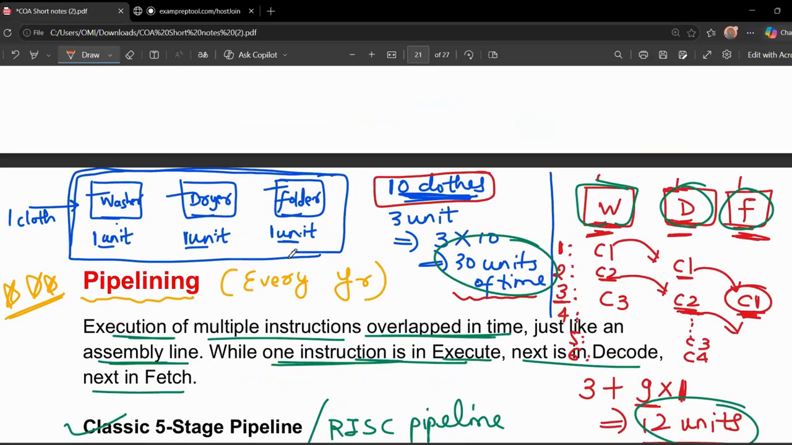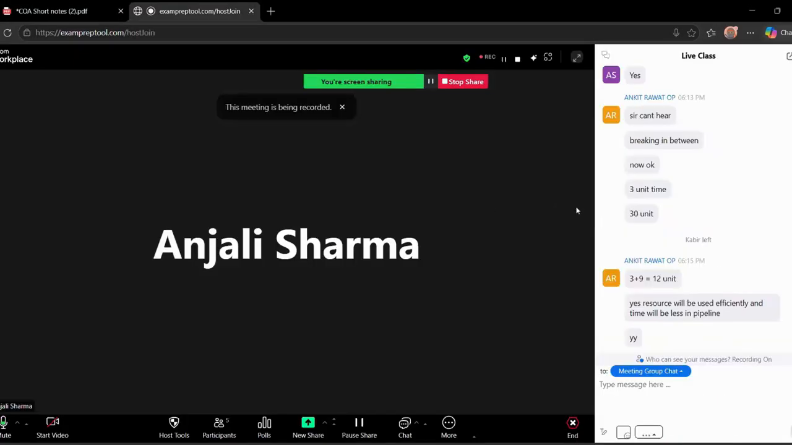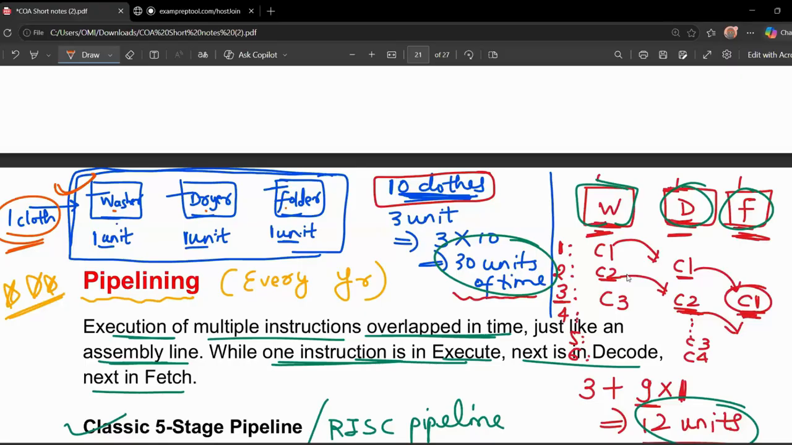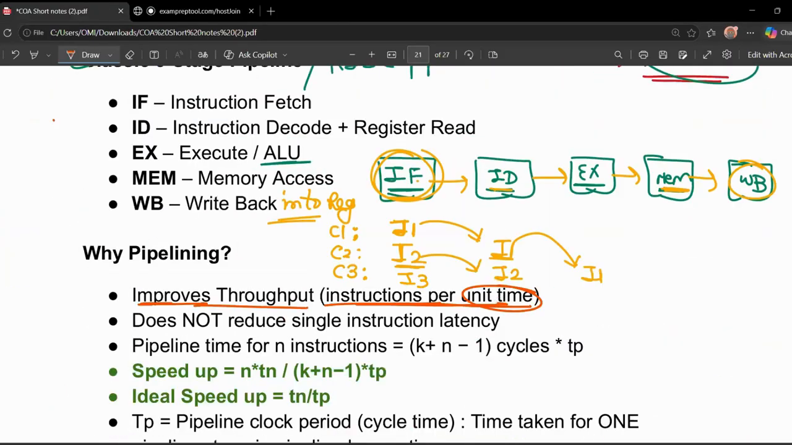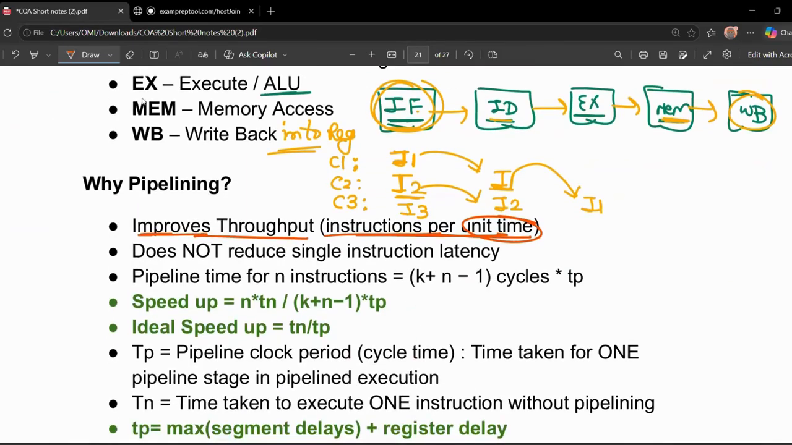You see here that in our non-pipeline case, we have to wait for all the units to execute, and then only we can proceed with the next cloth, right? But if you see in the pipelining, in each unit of time, in each cycle, multiple clothes can be executed parallelly. So if we apply the same thing in the pipeline, multiple instructions can execute parallelly. So this is the important point, that it improves the throughput, like instructions per unit time.